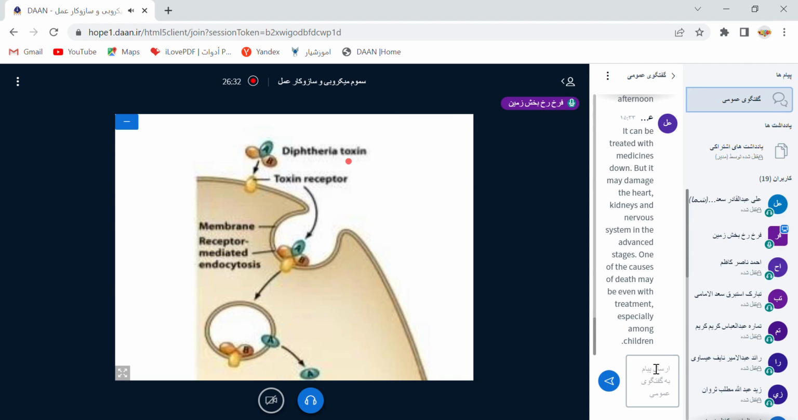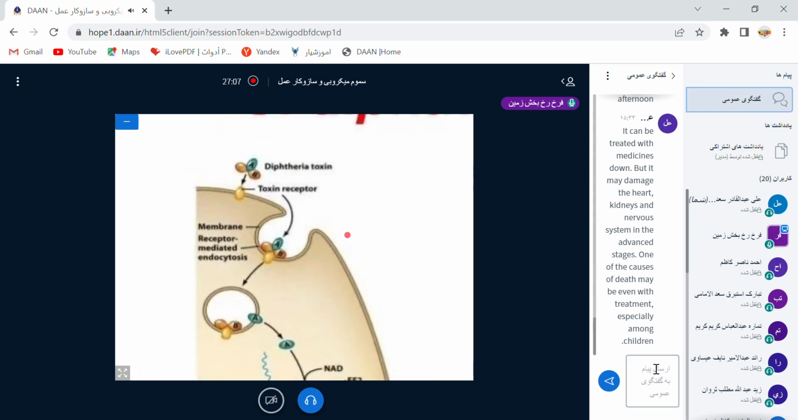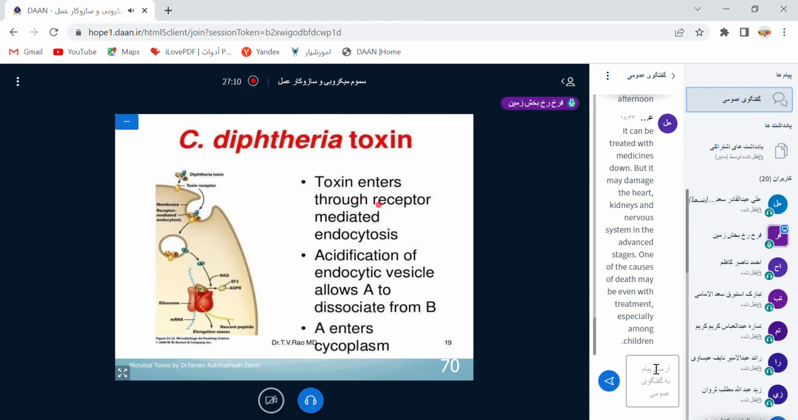Diphtheria toxin, as I told you, has two parts, two subunits, A and B. B is responsible for attachment to what? To the toxin receptor. So the toxin, through its B subunit, attaches to the receptor on the cells. And then what happened? Toxin enters through receptor mediated endocytosis.